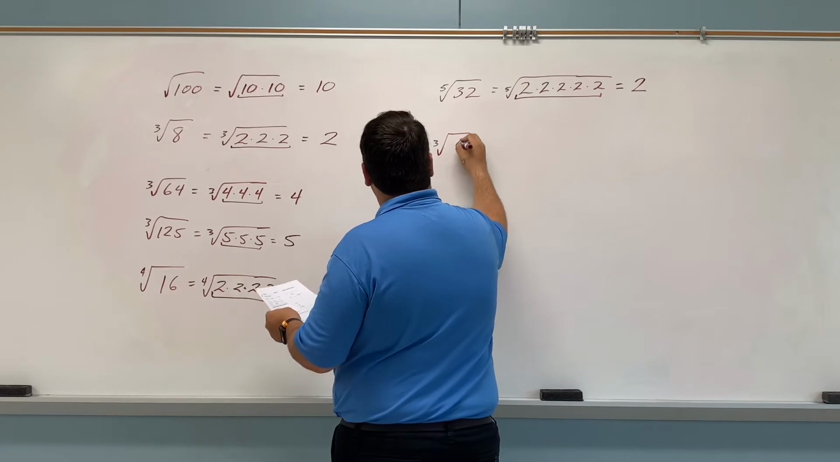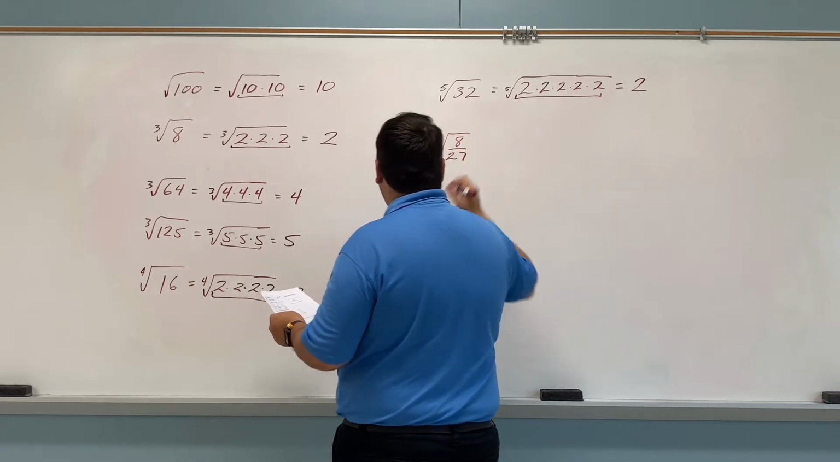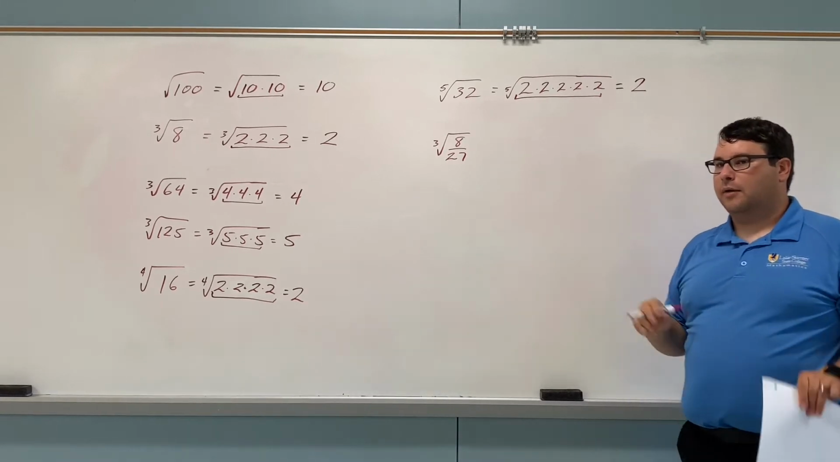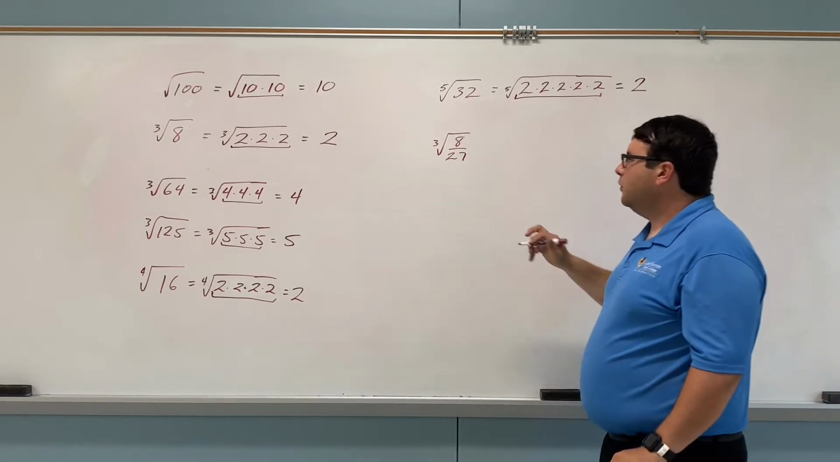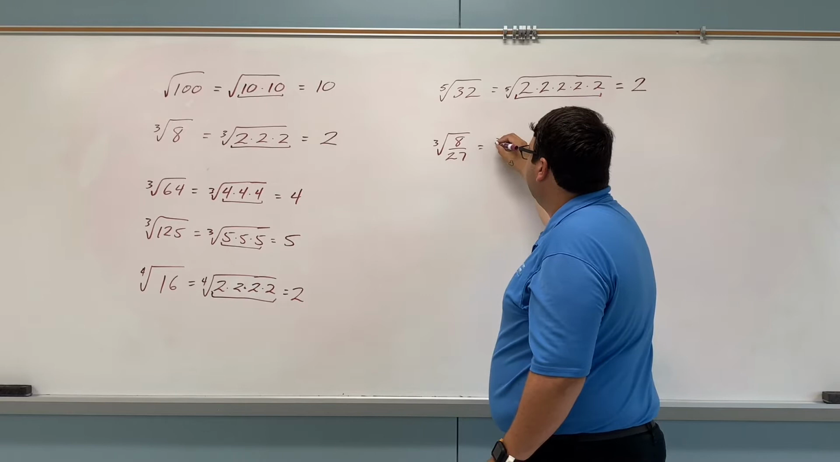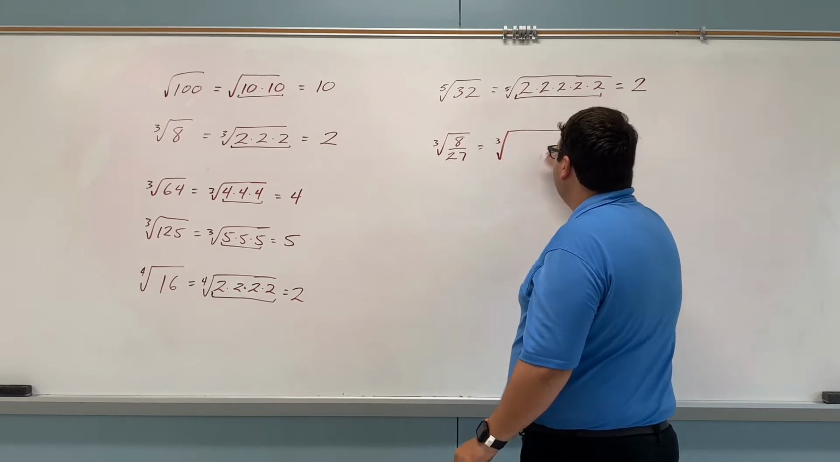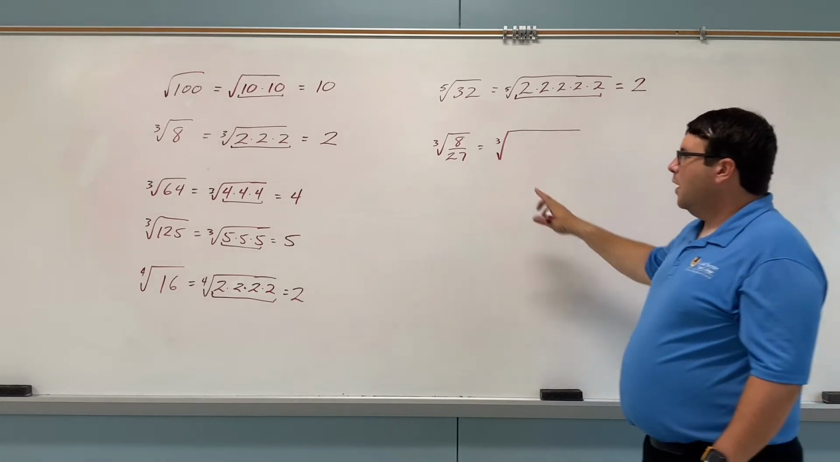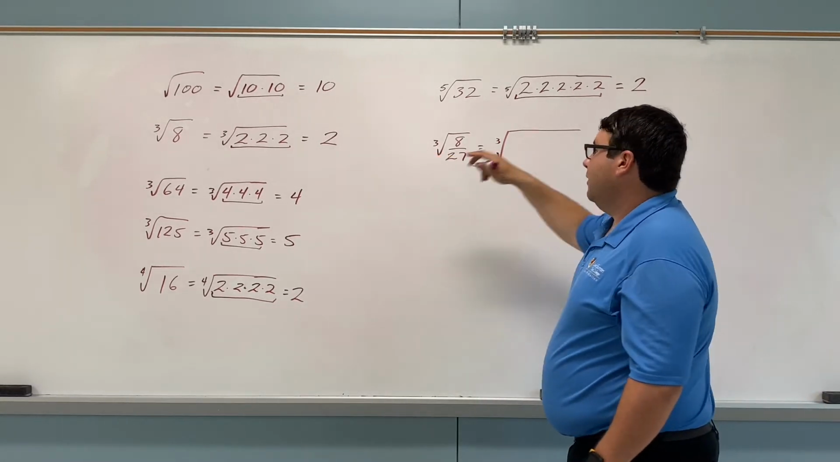Let's talk about the cubic root of 8/27. Ooh, fraction. Right? Fractions are actually not too bad. It's the same exact thing. So you have the cubic root. You're looking for something times itself 3 times. We already know 8 because we just did it.